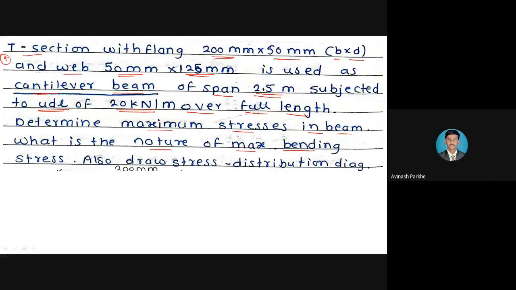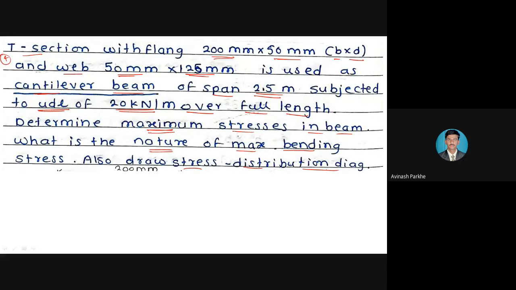But is that 30 Newton per mm square a tensile stress or a compressive stress? That means in this numerical, first of all, we have to calculate the 2 bending stresses. Out of that, we have to select the maximum stress and its nature. Whatever maximum stress we decide, we have to decide whether the nature of that maximum bending stress is tensile or compressive. Also, we have to draw the stress distribution diagram. That means the bending stress also we have to calculate.